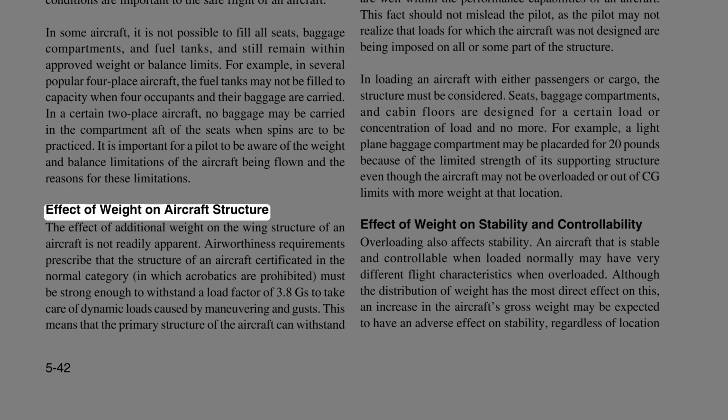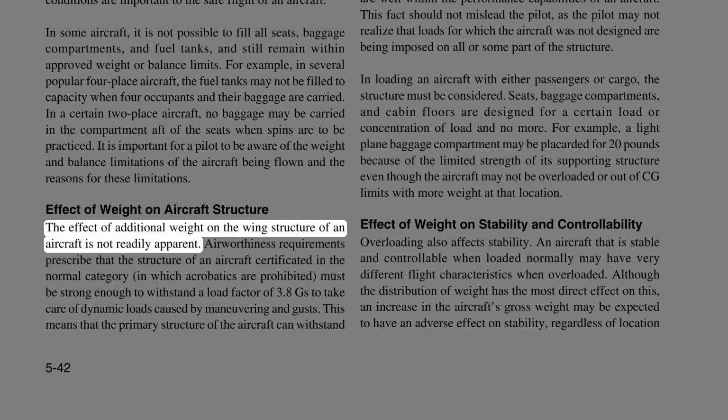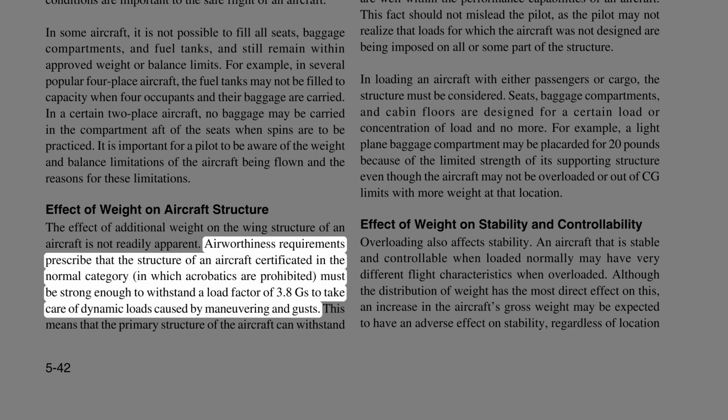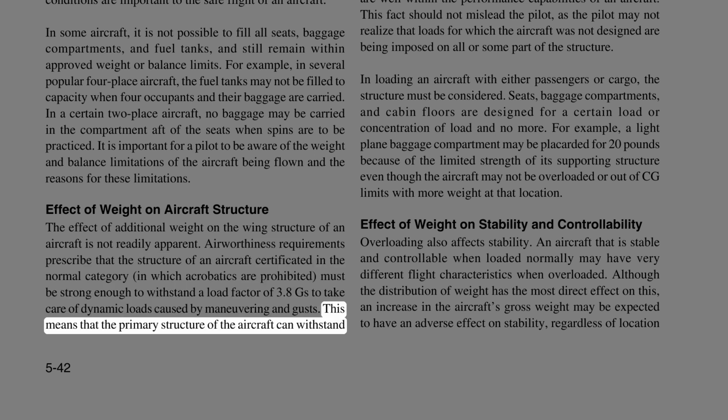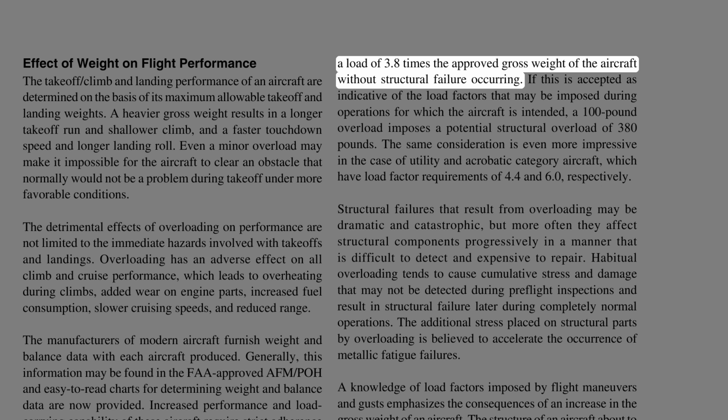Effect of weight on aircraft structure. The effect of additional weight on the wing structure of an aircraft is not readily apparent. Airworthiness requirements prescribe that the structure of an aircraft certificated in the normal category, in which acrobatics are prohibited, must be strong enough to withstand a load factor of 3.8 Gs to take care of dynamic loads caused by maneuvering and gusts. This means that the primary structure of the aircraft can withstand a load of 3.8 times the approved gross weight of the aircraft without structural failure occurring.